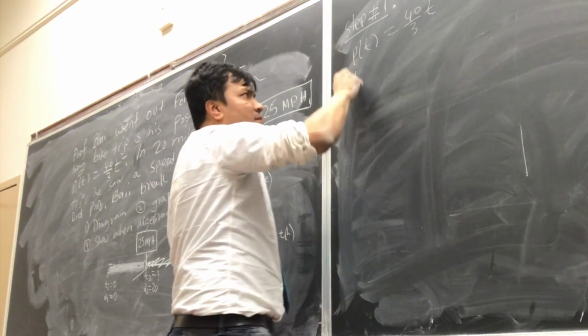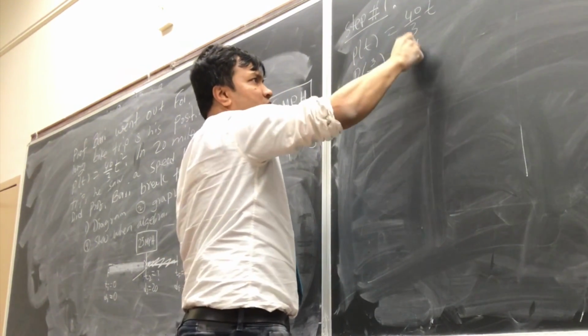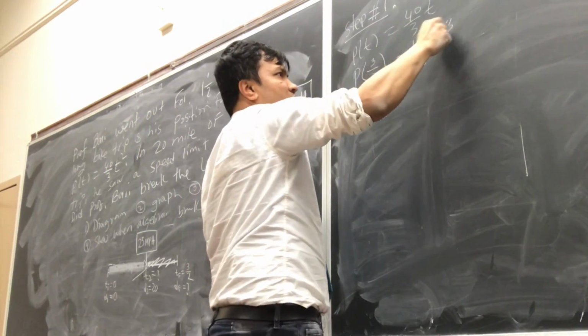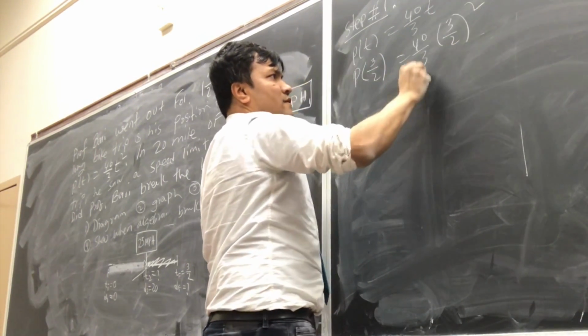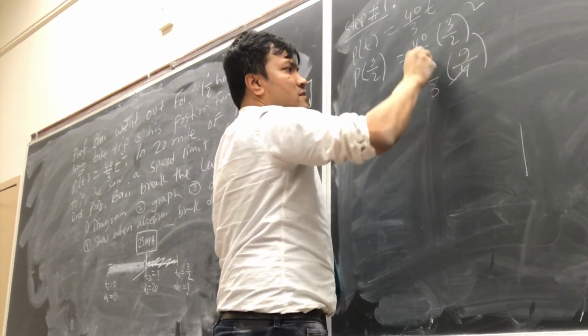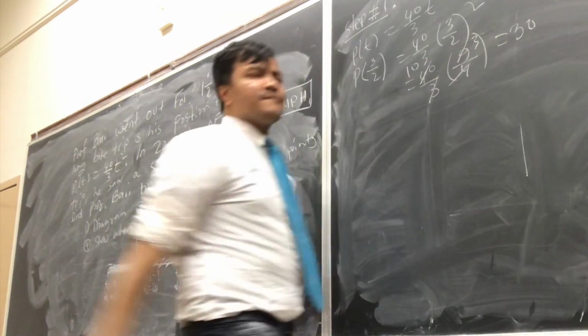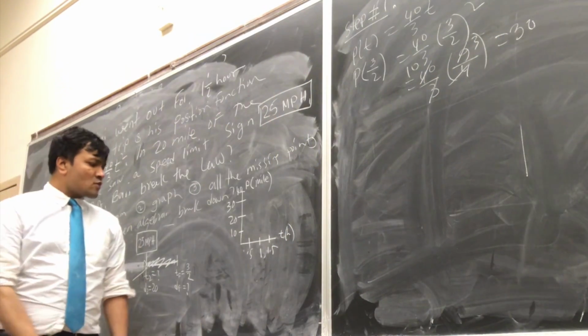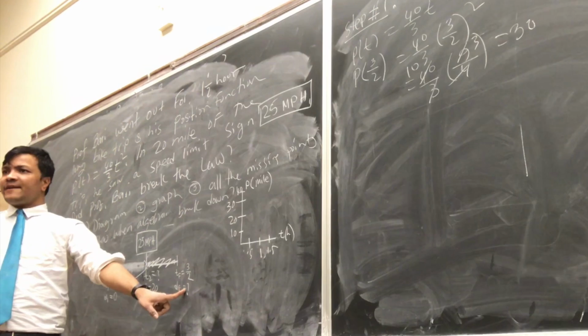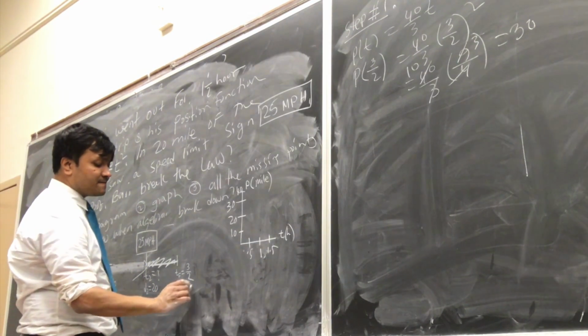What is time? 3 over 2. 40 over 3 times 3 over 2 squared. 40 over 3. Is it 30? Yeah. Okay. Can you write 30 over here? Yeah. Okay. Pay very close attention.